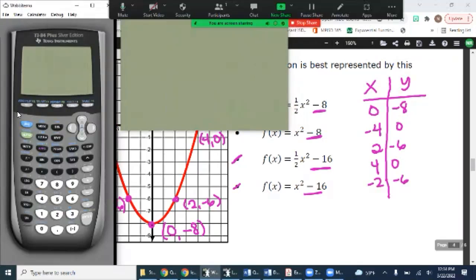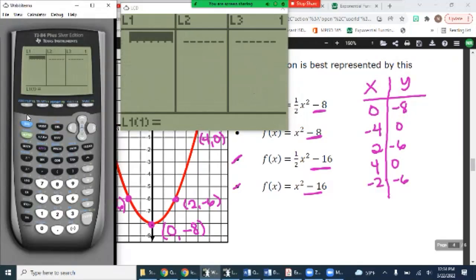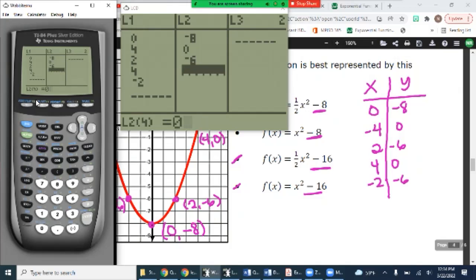So go ahead and put your points in. Stat edit. 0, 2, 4, negative... What matters is that the numbers are paired up with the correct one. So 0 needs to be next to -8. -4 needs to be next to a 0, not -6. -6, 0.